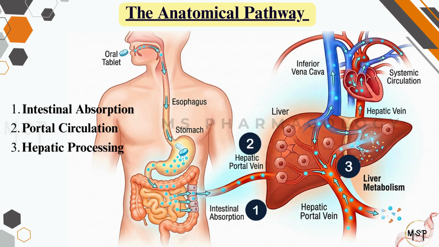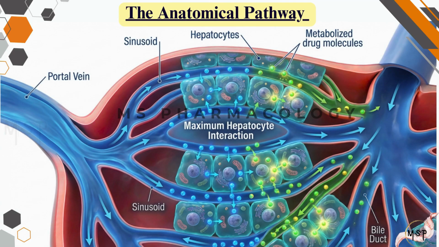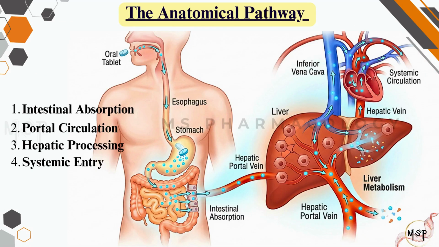Step 3. Hepatic processing. The portal vein delivers the drug directly into the liver. Once inside, blood slows in the sinusoids, giving hepatocytes maximum time to interact with the drug. Here, hepatocytes capture, metabolize, and modify drug molecules before the remaining drug escapes through the hepatic vein to reach the heart. Step 4. Systemic entry. Only after passing through the liver does the drug enter the inferior vena cava to reach the systemic circulation.